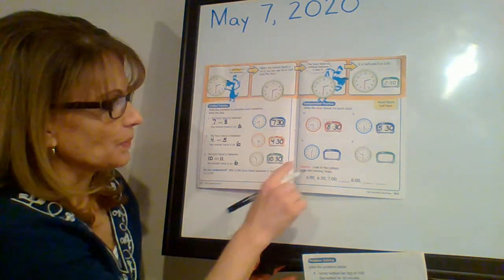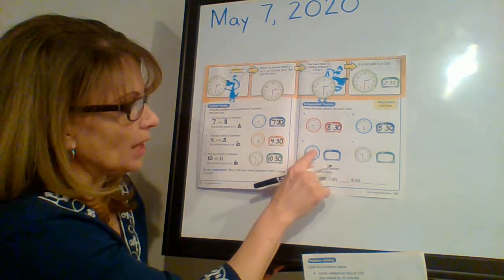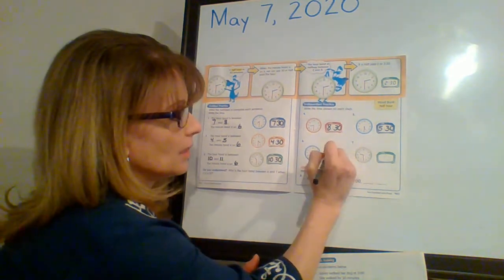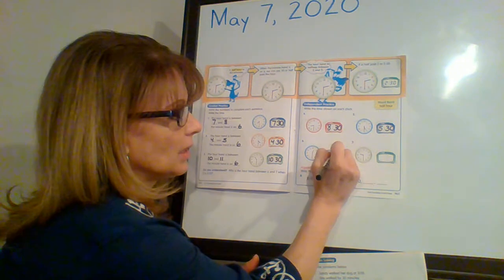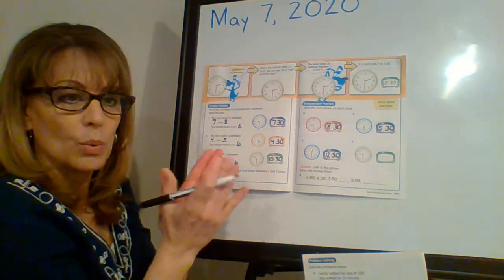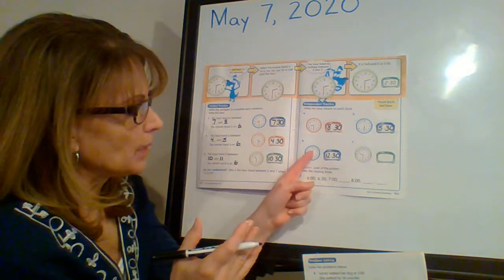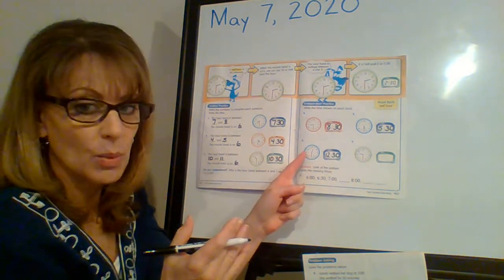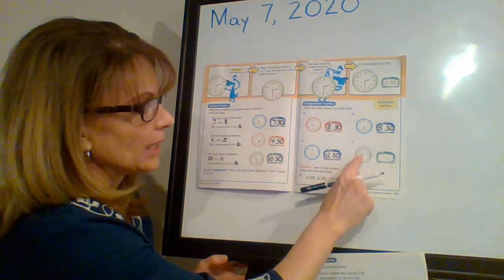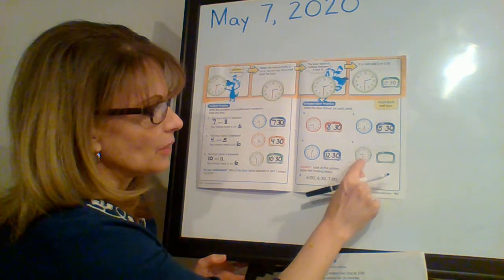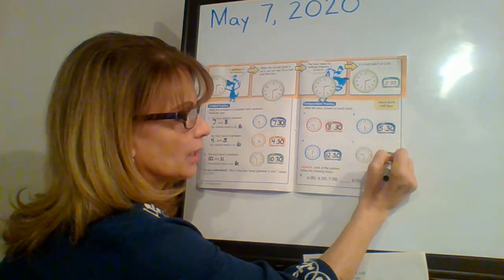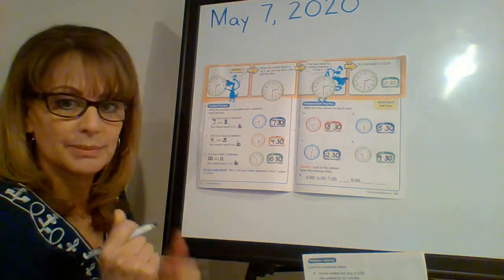Number 6. The hour hand is between 12 and 1. And the minute hand is right on the 6. So it is 12:30. Remember, when you're deciding which one it is, you say, well, it's already past the 12, but it hasn't made it to the 1 yet, so it's not 1:30. And the last one, the hour hand is between 9 and 10. The minute hand is on the 6. It is 9:30.